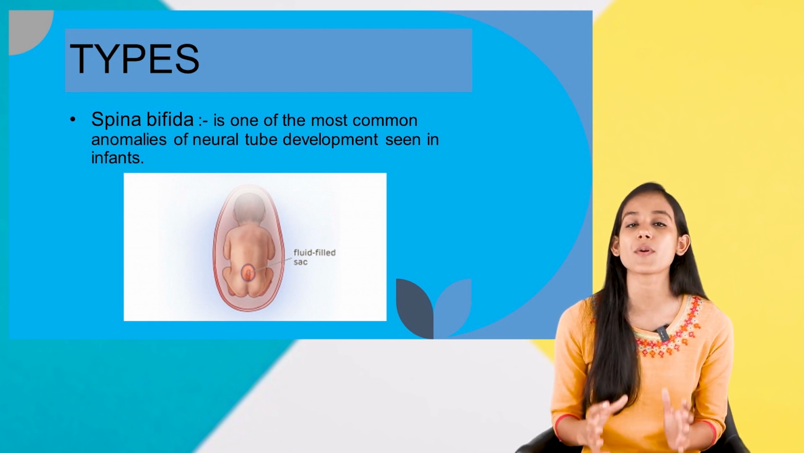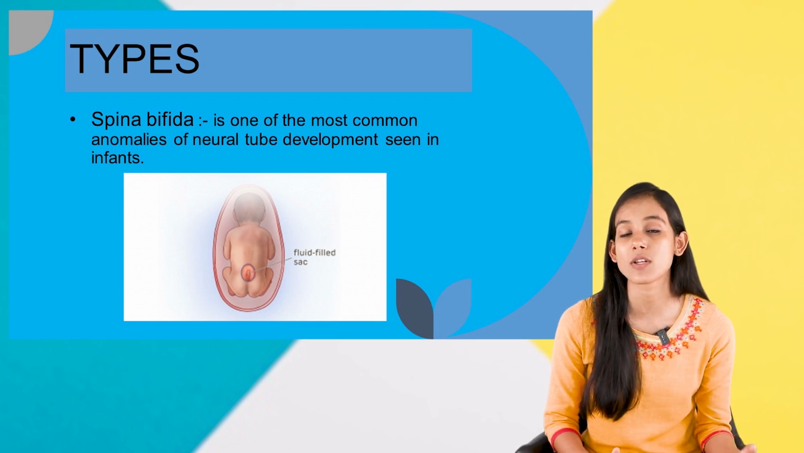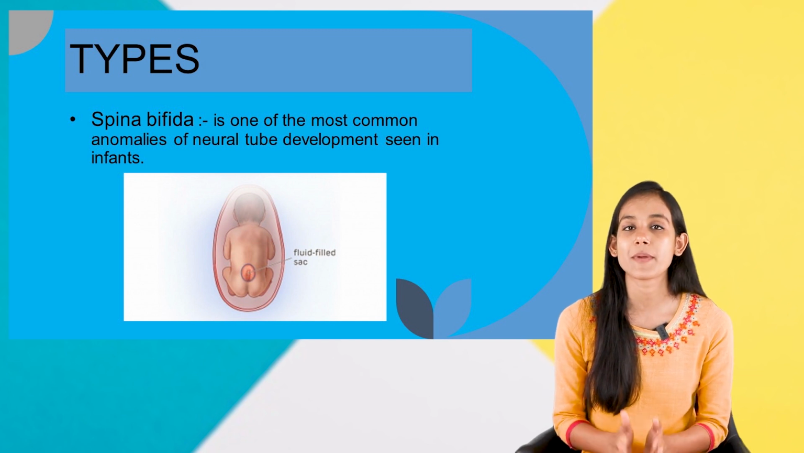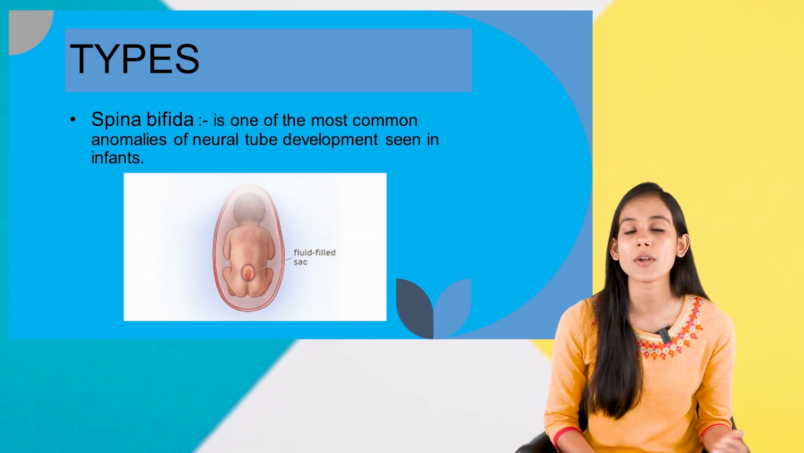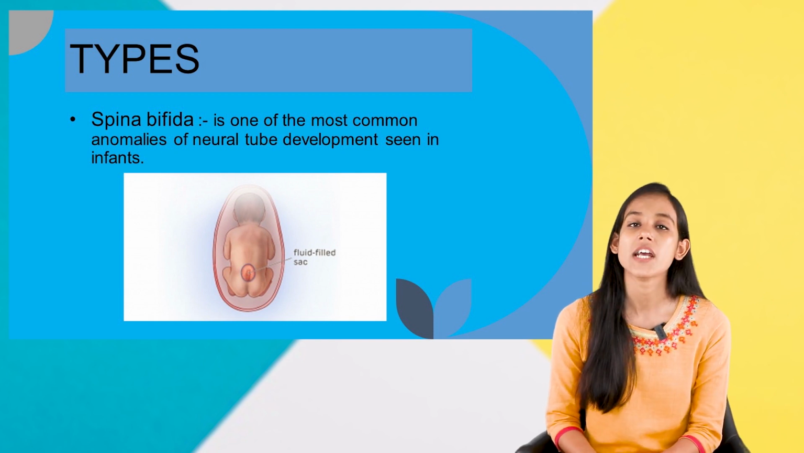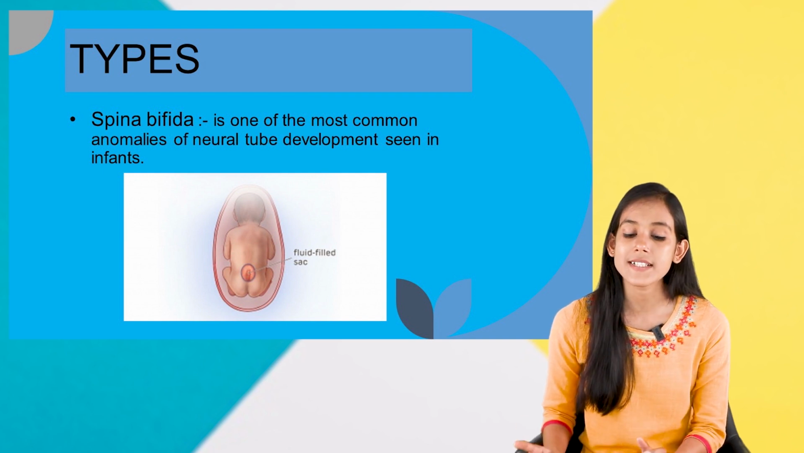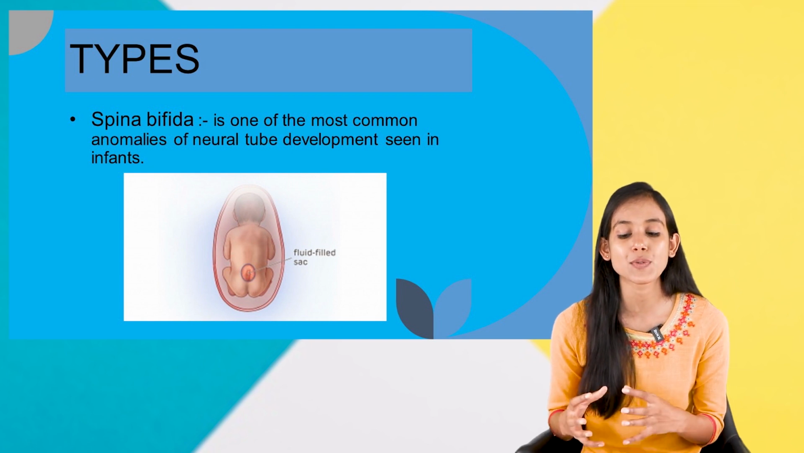Here two things we already know. The first is that it has affected the spinal column, because we have already seen that if it affects the brain, we call it anencephaly, and if it affects the spinal cord, we call it spina bifida, right? So here it has definitely affected the spinal column, and the second is that it has happened due to failure of fusion. Which part has failed to fuse together, we need to see here.